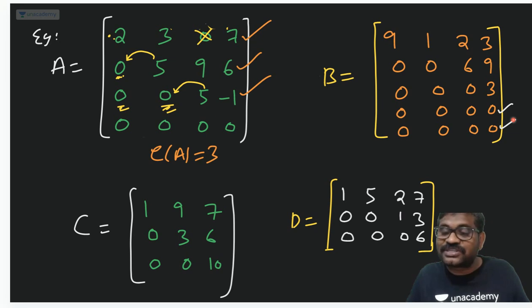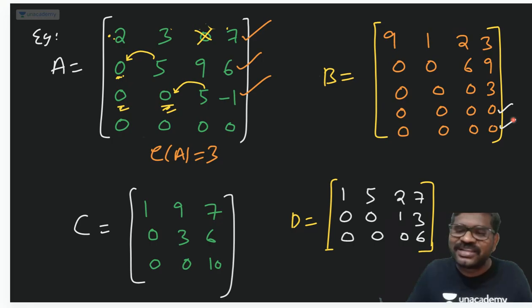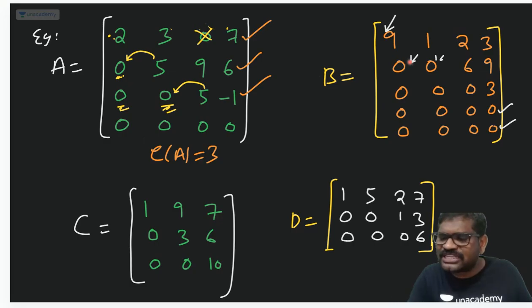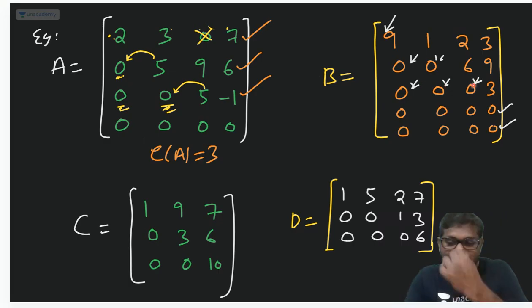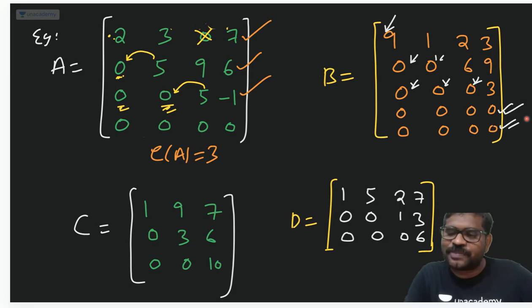Sir, what is first condition? Number of zeros before non-zero element should be in ascending order. Here no zero. Here two zeros. Here three zeros. Increasing or not? 100% increasing: no zeros, two zeros, three zeros. Whenever number of zeros before non-zero elements are in increasing order, you have to check zero rows are appeared last or not. Clearly zero rows are appeared last. It is in echelon form.